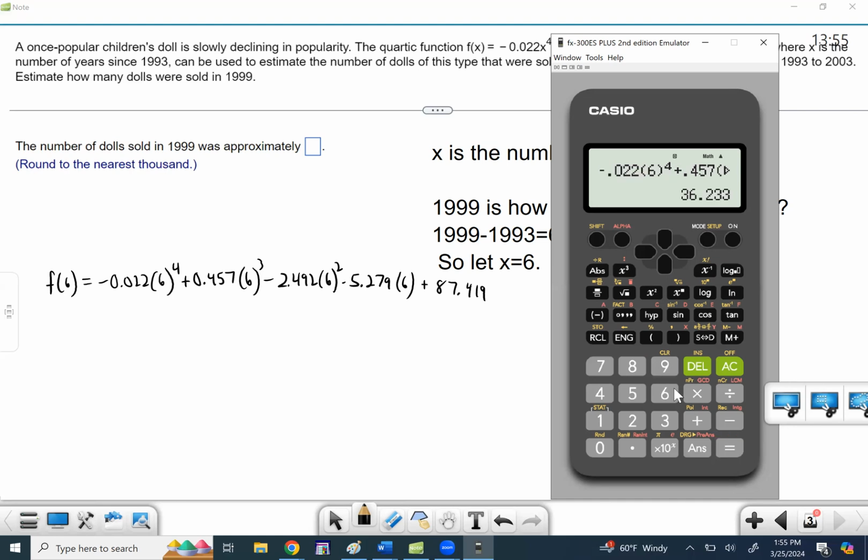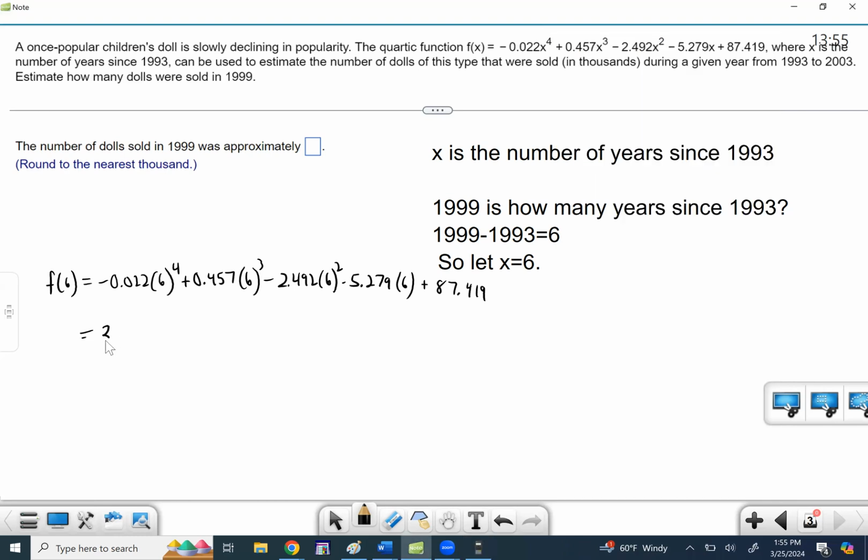All right, so it says round to the nearest 1,000. Okay, let me digest that really quickly. Okay. Oh, 36 point... Now, if you read up here, this is already in thousands. So when we say this is 36.233, we're saying it's like 36,000, right? So this is going to be 36,233 dolls. Now it says to round to the nearest 1,000. So here's the thousands place. Because there's a 2 behind it, I'm not going to round it up. I'm just going to leave it. Let me put an approximately symbol just to be precise. I'm going to leave it at 36,000 dolls.